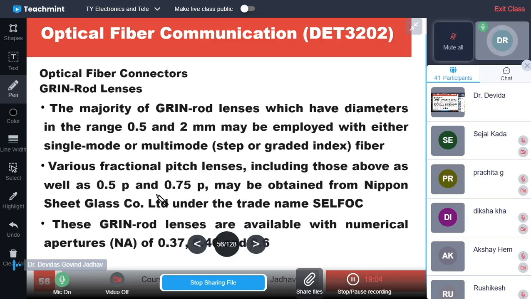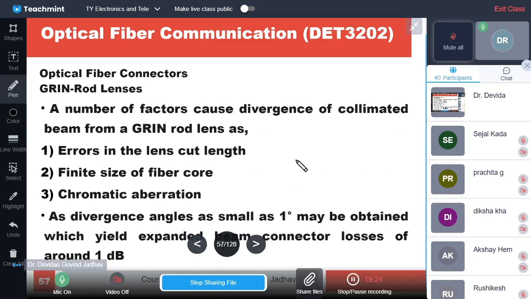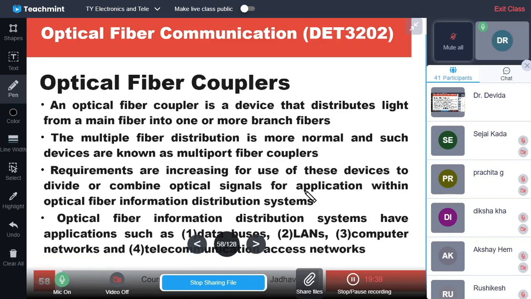Along with 0.25, 0.23, 0.29, 0.5 and 0.75 are also available, and its dimensions range from 0.5 to 2 mm, and fibers are in micrometers. They are having different numerical apertures also, 0.75, 0.46. The number of factors that cause divergence in the collimated beam are error in the lens cut length, finite size of the fiber core, and chromatic aberration. So as small as 1 degree can be achieved, and less losses, around 1 dB, can be achieved.